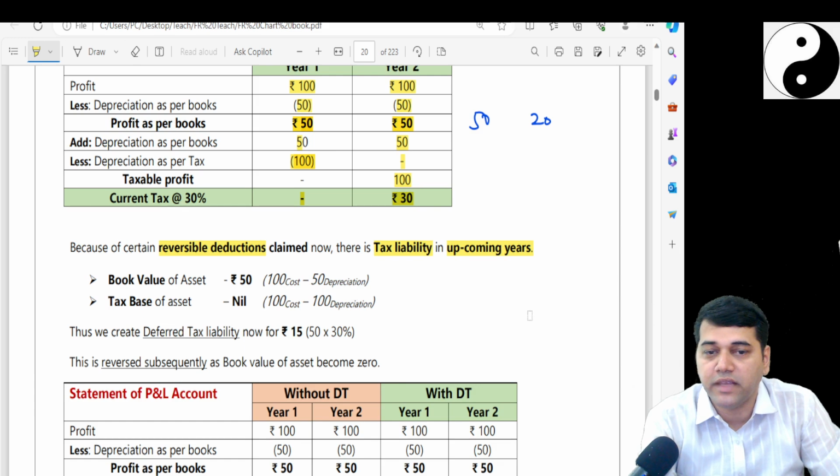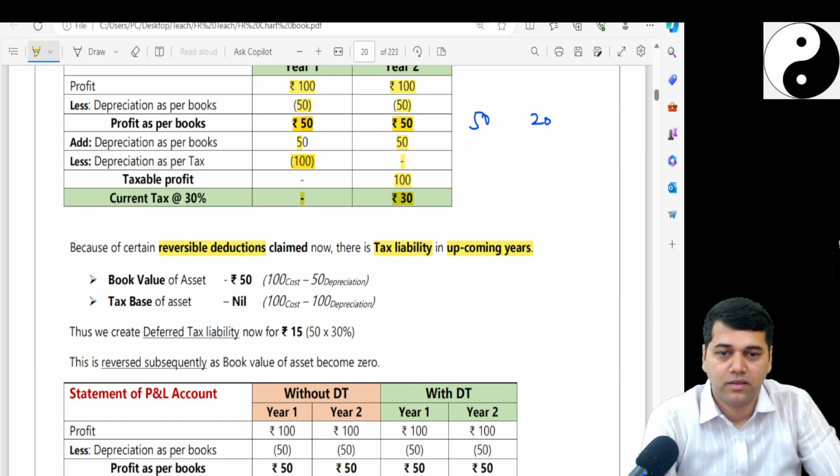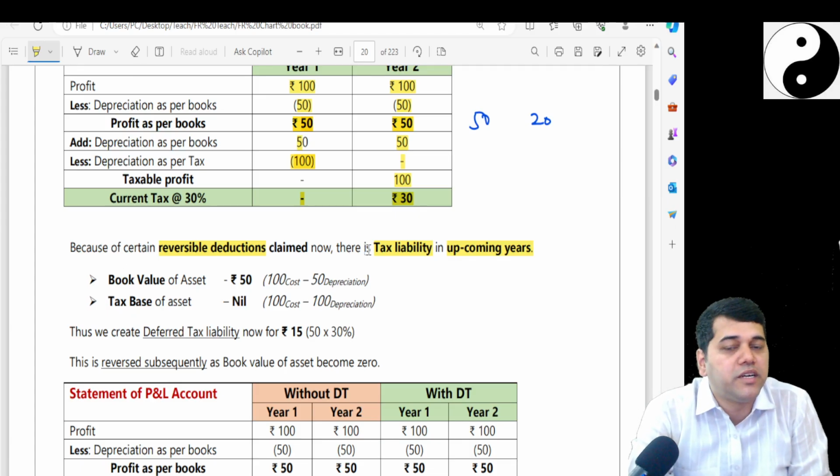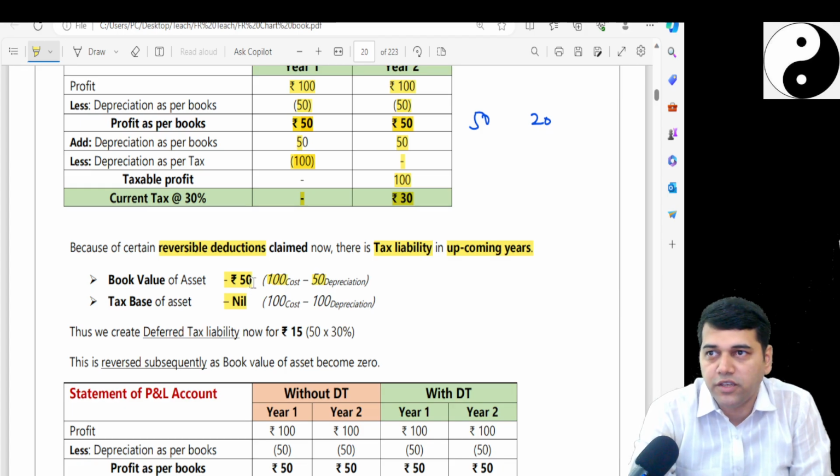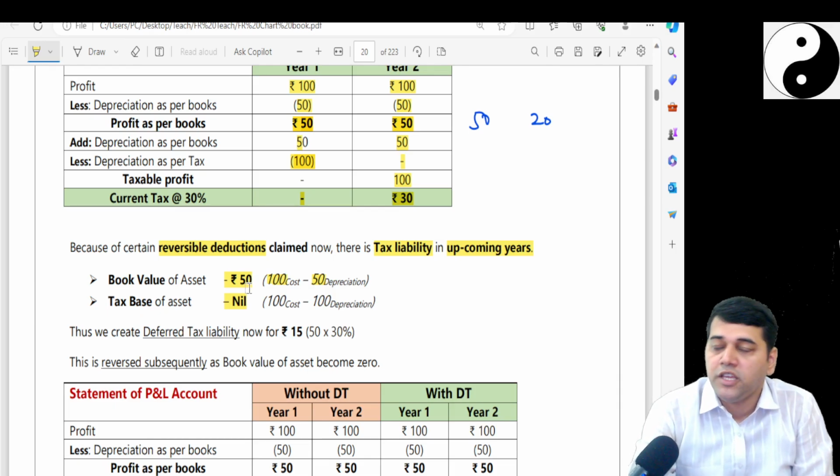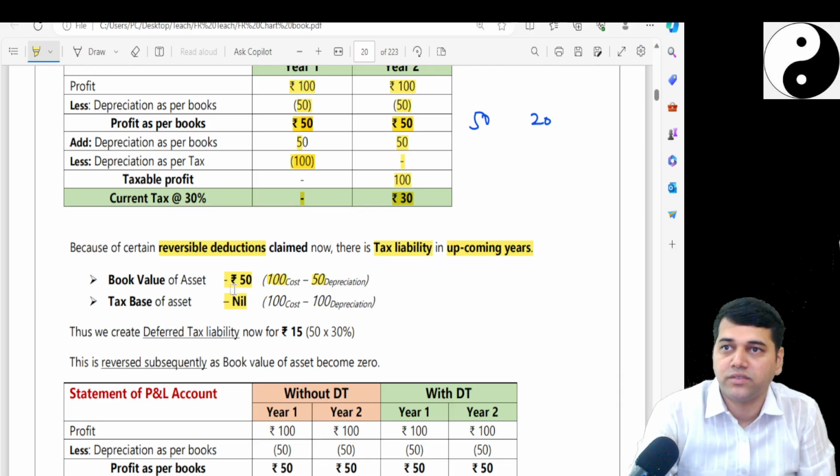Okay, so for example, because of certain reversible deductions, you have got a liability. Book value of the asset is 50, tax base is nil. Now, 100 rupees cost minus 50, this is called book value. At the end of the first year, if you go and look at the balance sheet, what is your book value? 50 rupees.